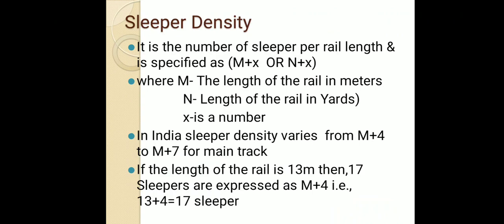In India, sleeper density varies from M plus 4 to M plus 7 if it is a main track. For example, if the length of the rail is 13 meters, then 17 sleepers are required, which is expressed as M plus 4. Here M is the length of the rail, 13 meters. Therefore, 13 plus 4 is equal to 17 sleepers required for a rail length of 13 meters.